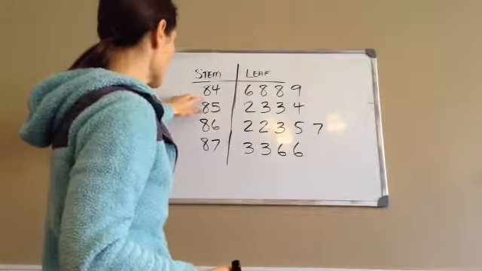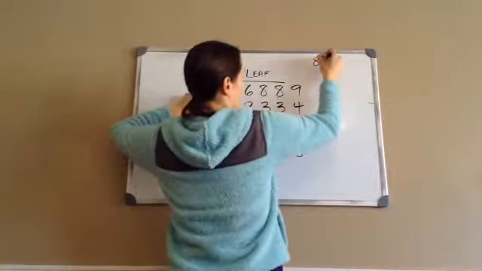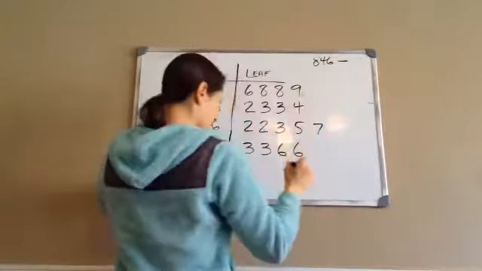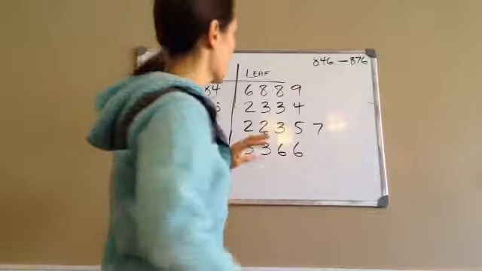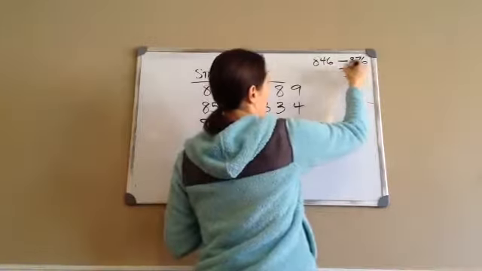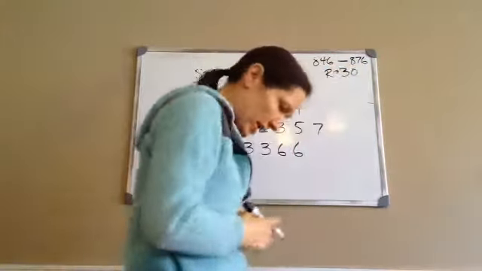Okay, now they're wanting us to find the range. You can easily see that it's between 846 through 876. So that is a 4, 5, 6, 7. That's a 30. So the range would be 30.